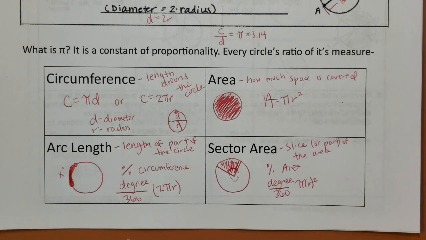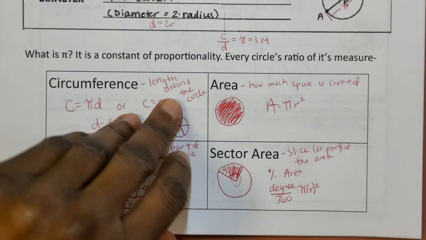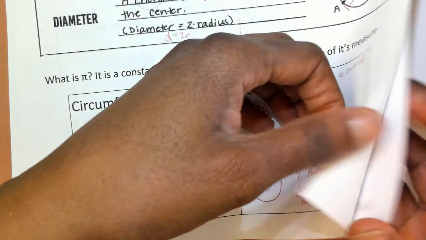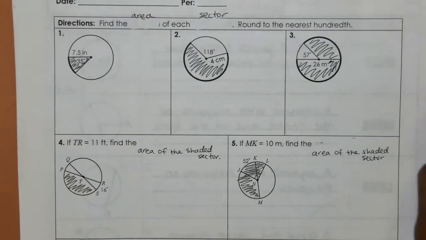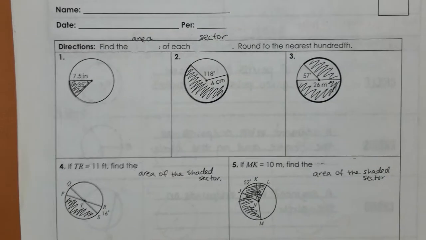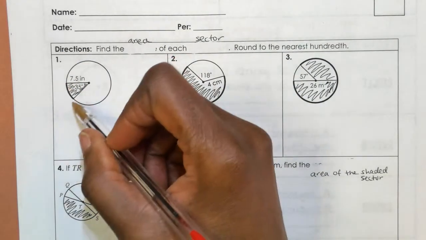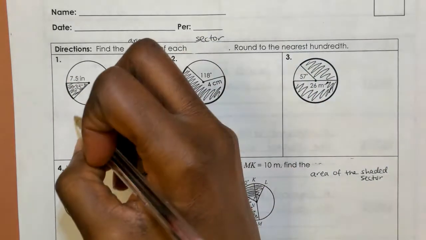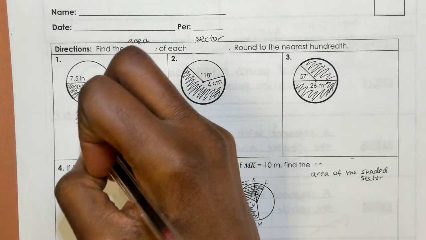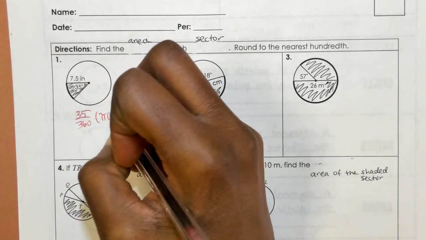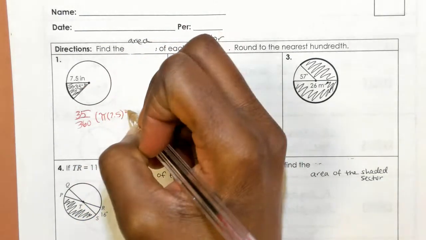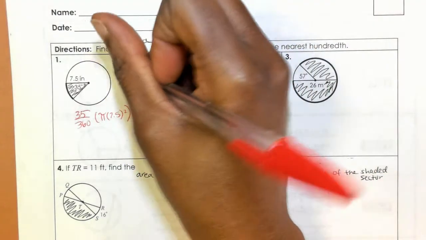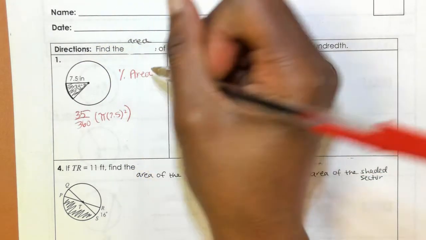Okay, looking at the next page, the back of this page, we are given the directions to find the area of the sector and round it to the nearest hundredth. So we know the full area would be, if we did pi times the radius squared, we only want a percentage of that. We only want 35 out of 360 of that area, which is pi r squared. Okay.